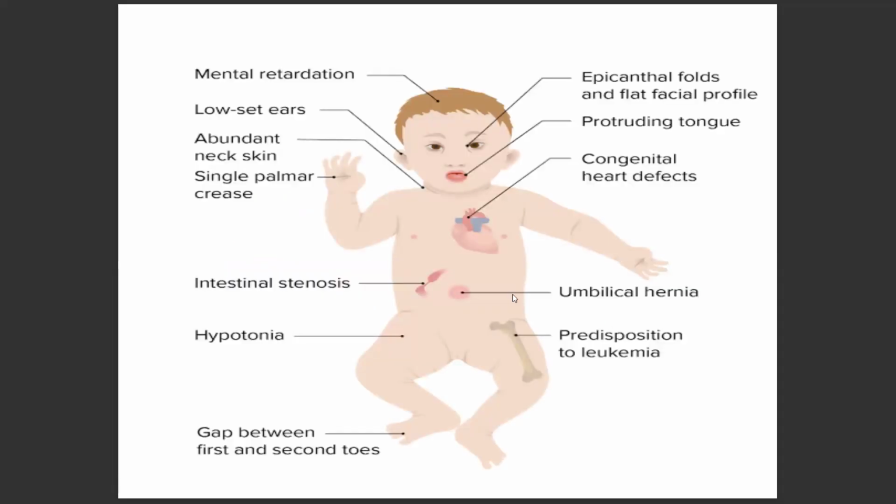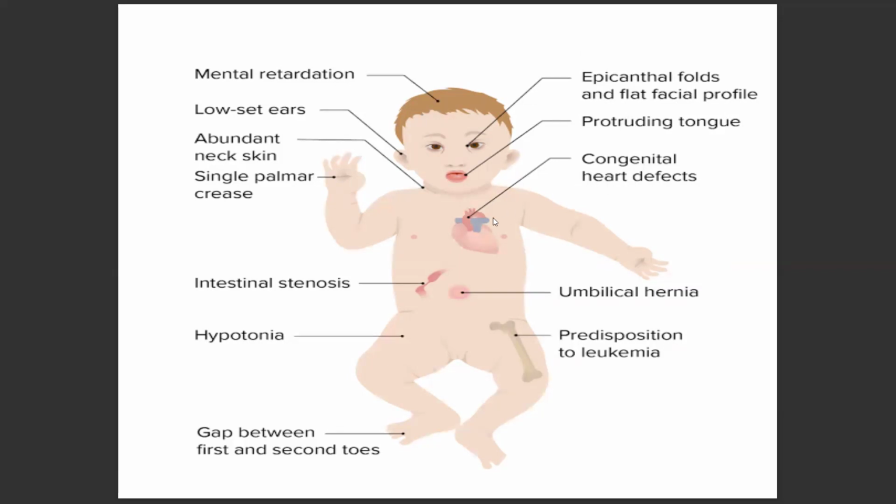So these are the usual features of Down syndrome. It is usually asked, and by this picture we can easily remember these features. We already said it is the most common cause of low IQ in children, so mental retardation. Then we have low set ears, epicanthal fold and flat facial profile, a protruding tongue, and abundant neck skin. Then in the hand, we have the single palmar crease.